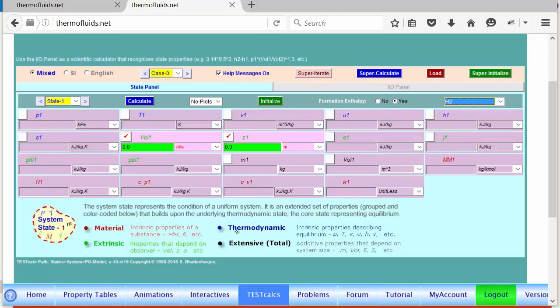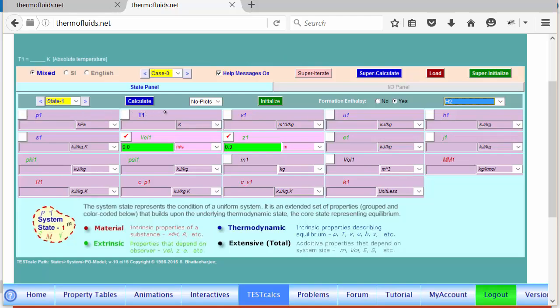The thermodynamic properties are, this is the description of the state here. The thermodynamic properties are in blue color. The material properties are in red color, and extrinsic and extensive properties are in green and black respectively. Anyways, let's go ahead and calculate state 1.